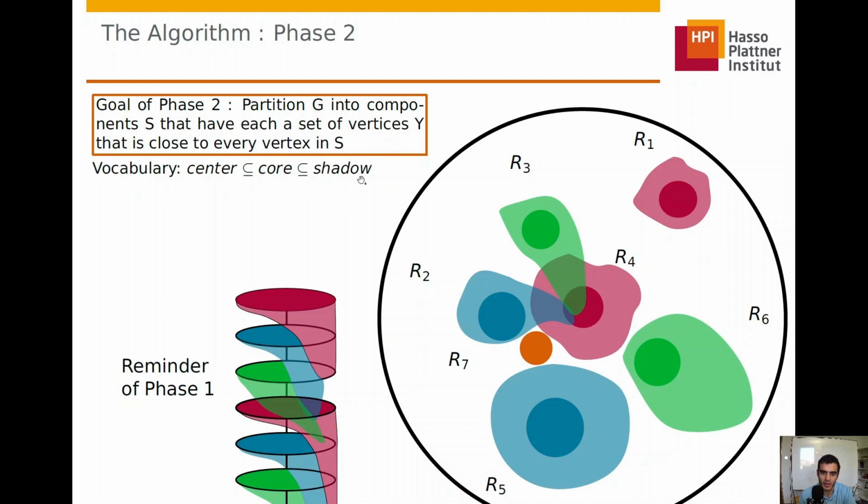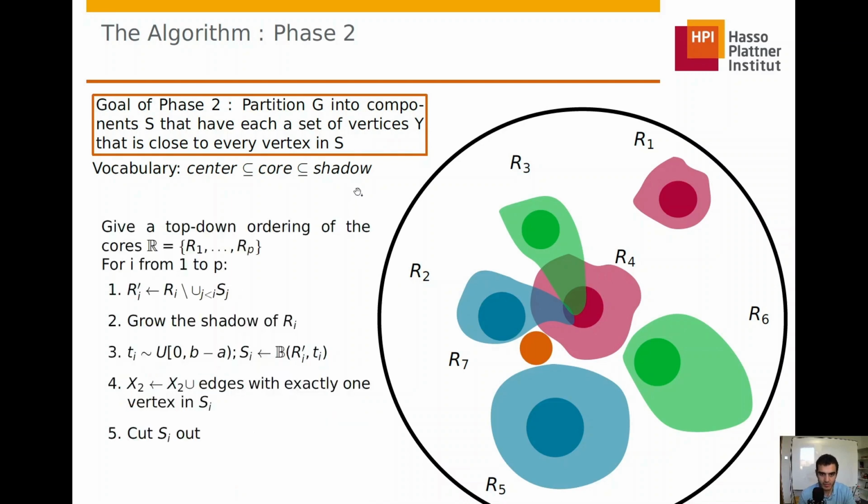So a new element of vocabulary in this phase is shadow. We will create shadows, and if you remember, when I talked about the region drawing scheme, I mentioned the word shadows. So the goal of phase 2 is to partition G into components S that each have a set of vertices Y that is close to every vertex in S. Okay? Let's see the pseudocode of this.